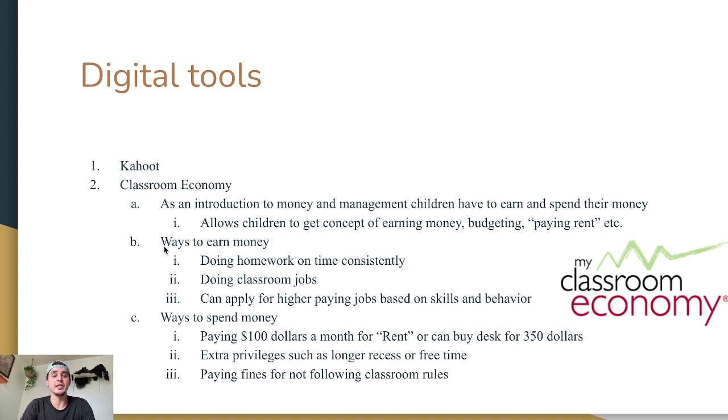It gives them options of ways to earn money: doing homework on time, doing your classwork jobs, applying for higher paying jobs based on your skills and your behavior in the classroom, as well as the nitty gritty of ways to spend money. Each month you'll have to pay rent for your desk. It'll be $100 a month, or you could just buy the desk up front for $350. So children will have to think, well, is it worth it to spend $100 a month or $350 up front? I won't have the money now, but I'll have it in the long run. Or no, I have stuff I have to pay for this month, so I'll just pay rent every month.